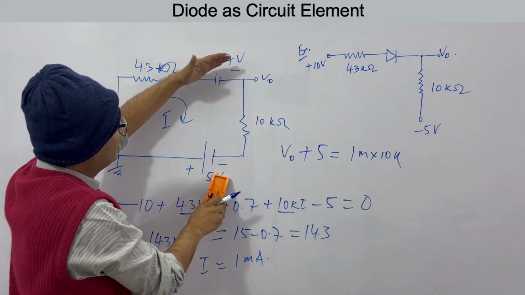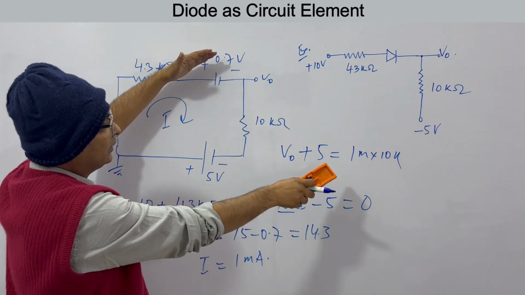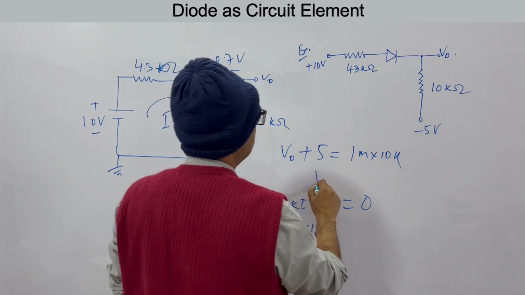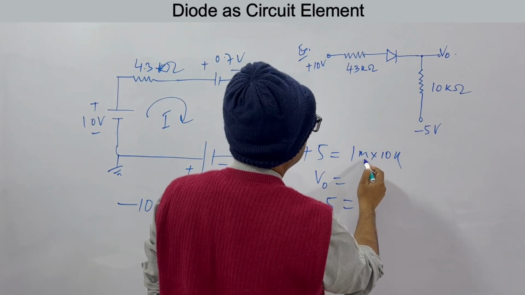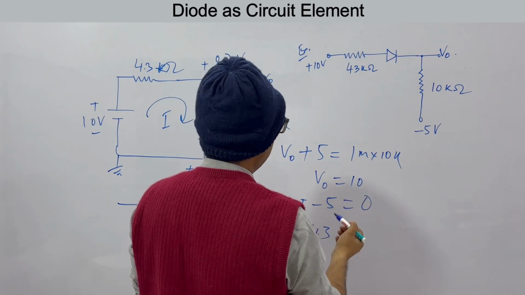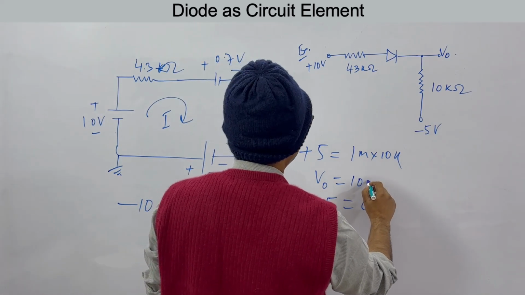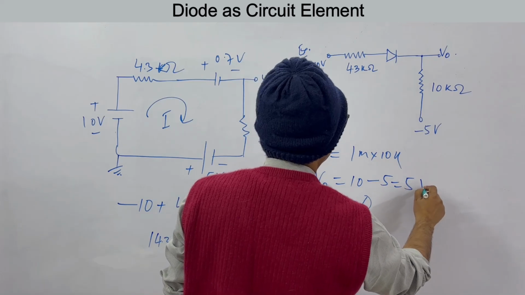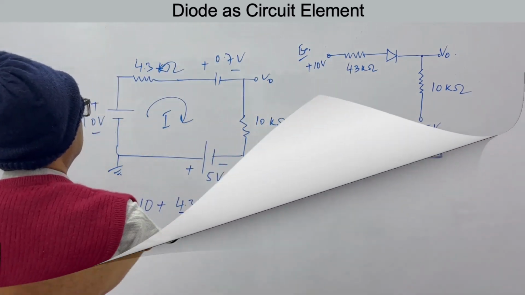This minus this is the current in this, and we know what the current is. So what is V output? V output is 10, 10 into kilo into milliamperes. So this is 10 minus 5, that is 5 volts. So the voltage here is 5 volts.